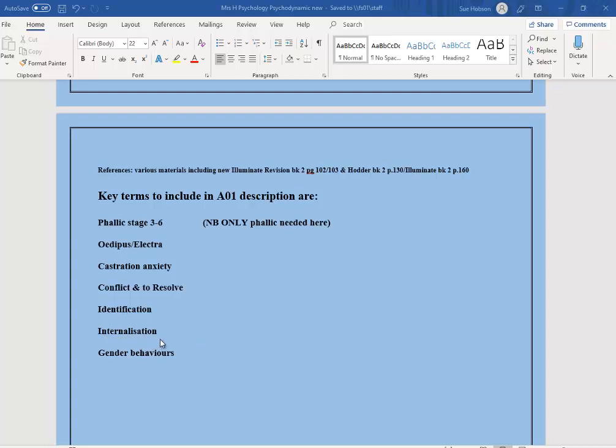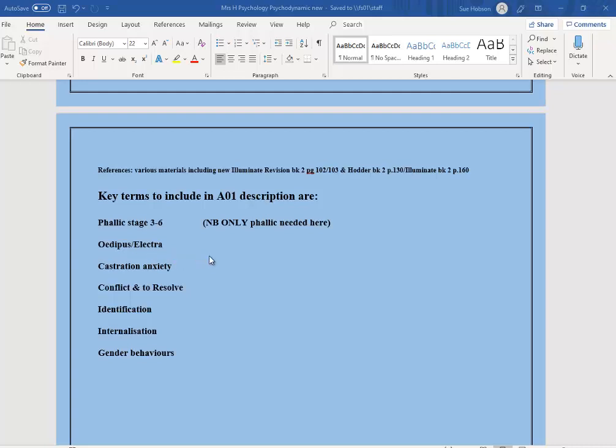That means all sorts of behaviors, including moral behaviors, but here we're just talking about gender behaviors. So he will take on the mannerisms, the attitudes, the values of his father, but here very specifically also the father's gender behaviors. Girls go through the Electra complex, and Freud was not quite so clear on that, but basically the same principle applies.